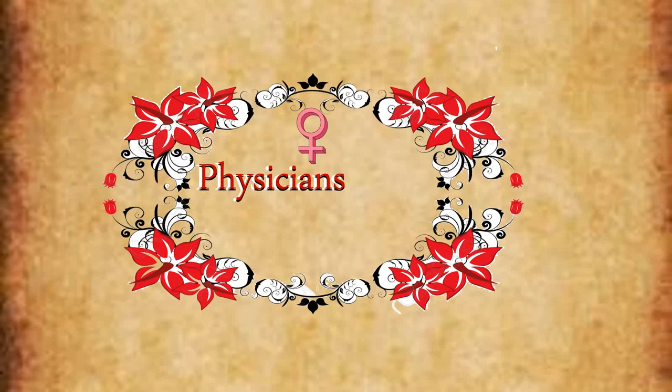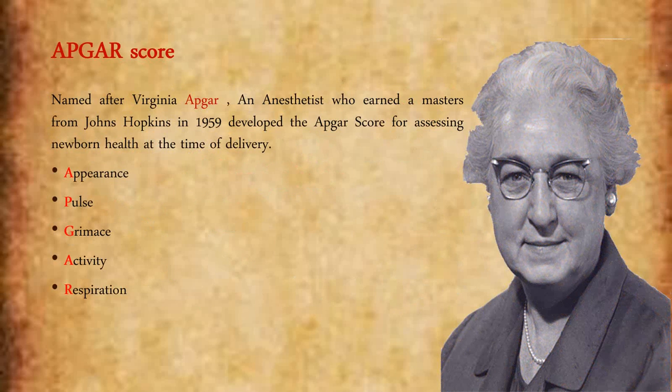What about female physicians? Virginia Apgar is the most important of them, and the Apgar score is named after her. I thought she was a nurse, but she was not. She was an anesthetist. From her name: appearance, pulse, grimace, activity, and respiration. And by the way, they are rejecting the word grimace, but they used it just to keep her name famous usually.